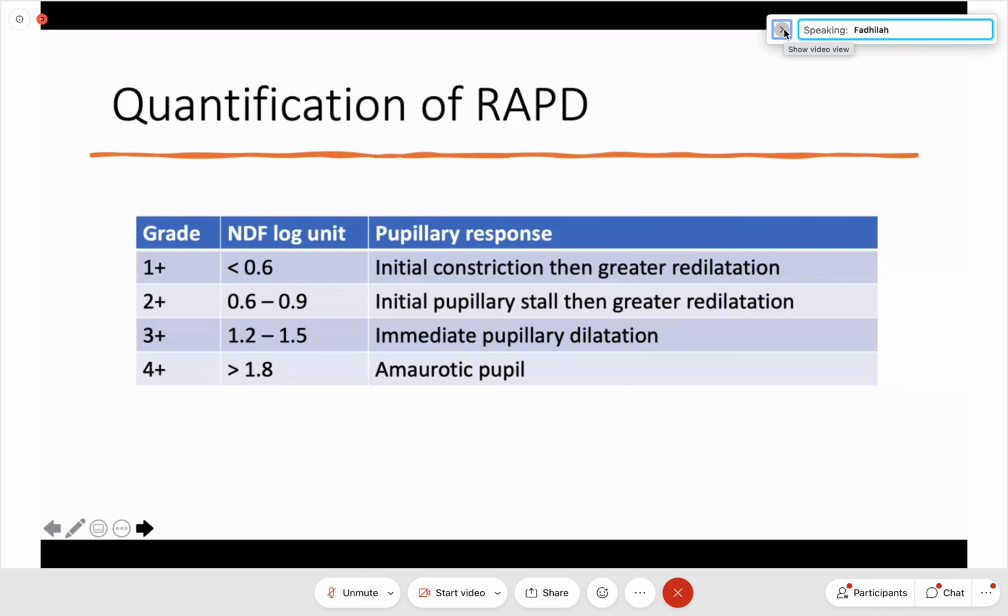So of course, we have the neutral density filter where you can objectively quantify the grading of the RAPD. There's a lot of grading if you read the literature, but I like this one because it's simpler. So you have 1+, 2+, 3+, and 4+. As you can see on the table, 1+ is when you see initial constriction, then only the pupil starts to dilate. 2+, there is no constriction, the pupil just stays and then becomes bigger. 3+, the pupil will immediately dilate, and 4+ is a moderate pupil, it's already dilated.